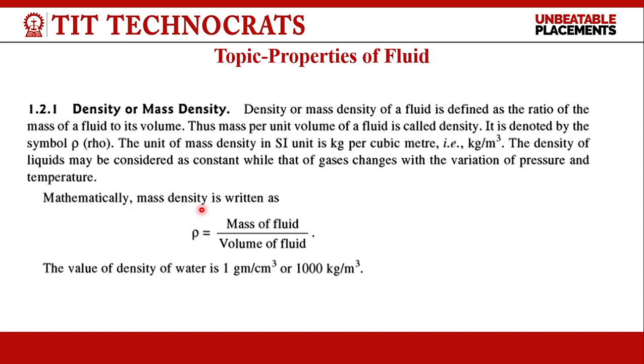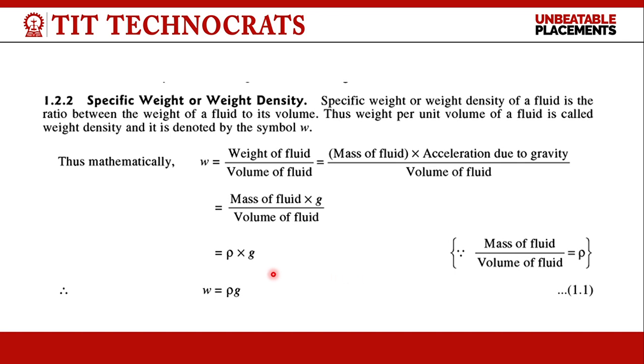The formula of mass density will be written as mass of the fluid divided by volume of the fluid. Generally the density of water is taken as 1000 kg per meter cube. Next definition is of specific weight or weight density. Weight density is the weight of the fluid divided by volume of the fluid.